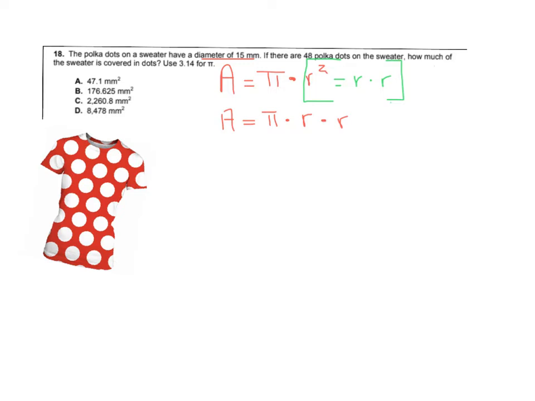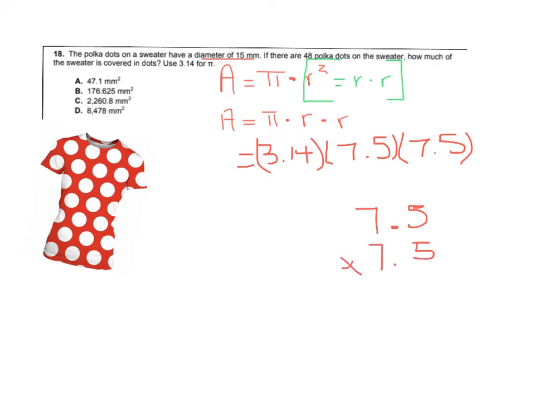So now we can begin to plug the information into our formula. And so now we have pi, which is 3.14, times 7.5 times 7.5. Now we need to multiply all three of these together in order to get our area. So I'm going to start with the 7.5 times the 7.5. I'm just going to come over here to the side and multiply those two together, the two radiuses, and then I'll multiply it times 3.14.